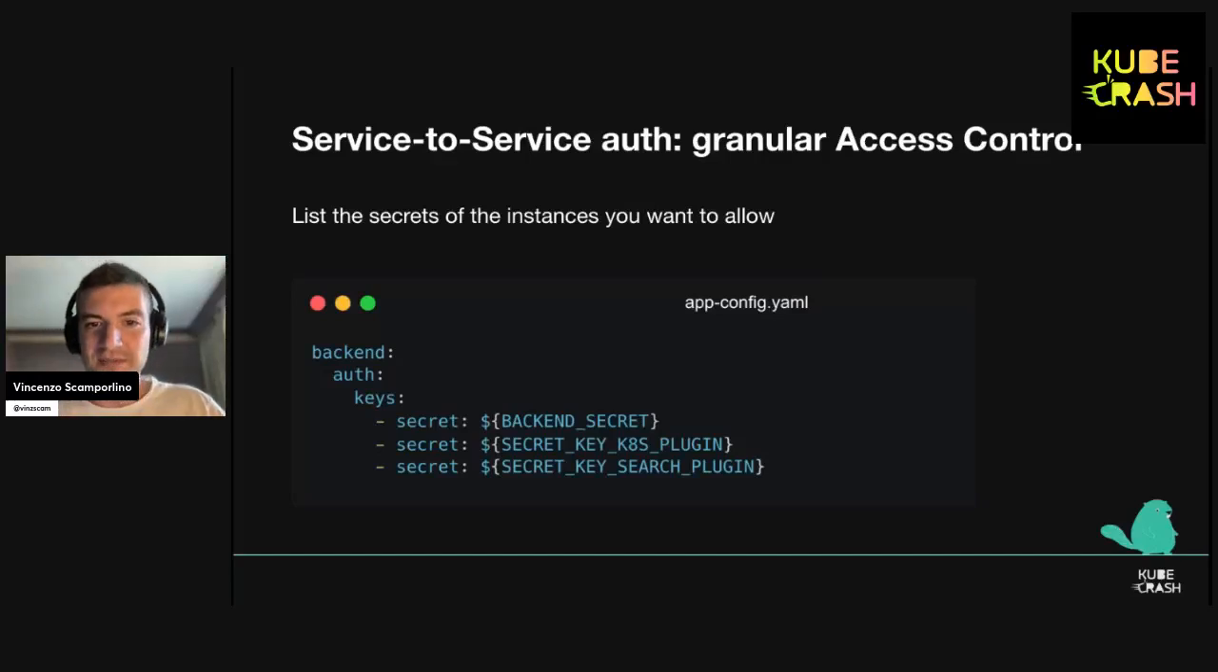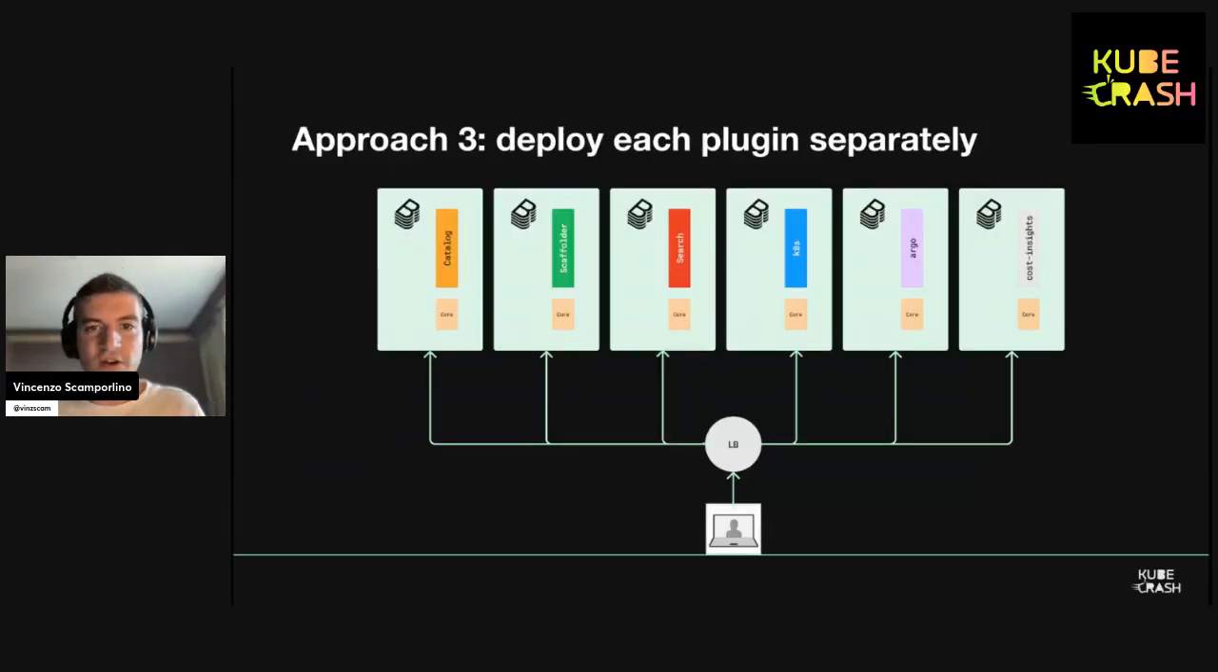Cool. So now that we have briefly covered service to service auth, let's dive into the third approach for scaling out Backstage, which consists of deploying each plugin independently from the others. How can you do this? You can achieve this by creating multiple small Backstage instances, typically living in different repositories, each one of them containing just the core Backstage features and the code of a specific plugin. This approach will give you the benefit of scaling each plugin independently, and plugins won't affect each other.